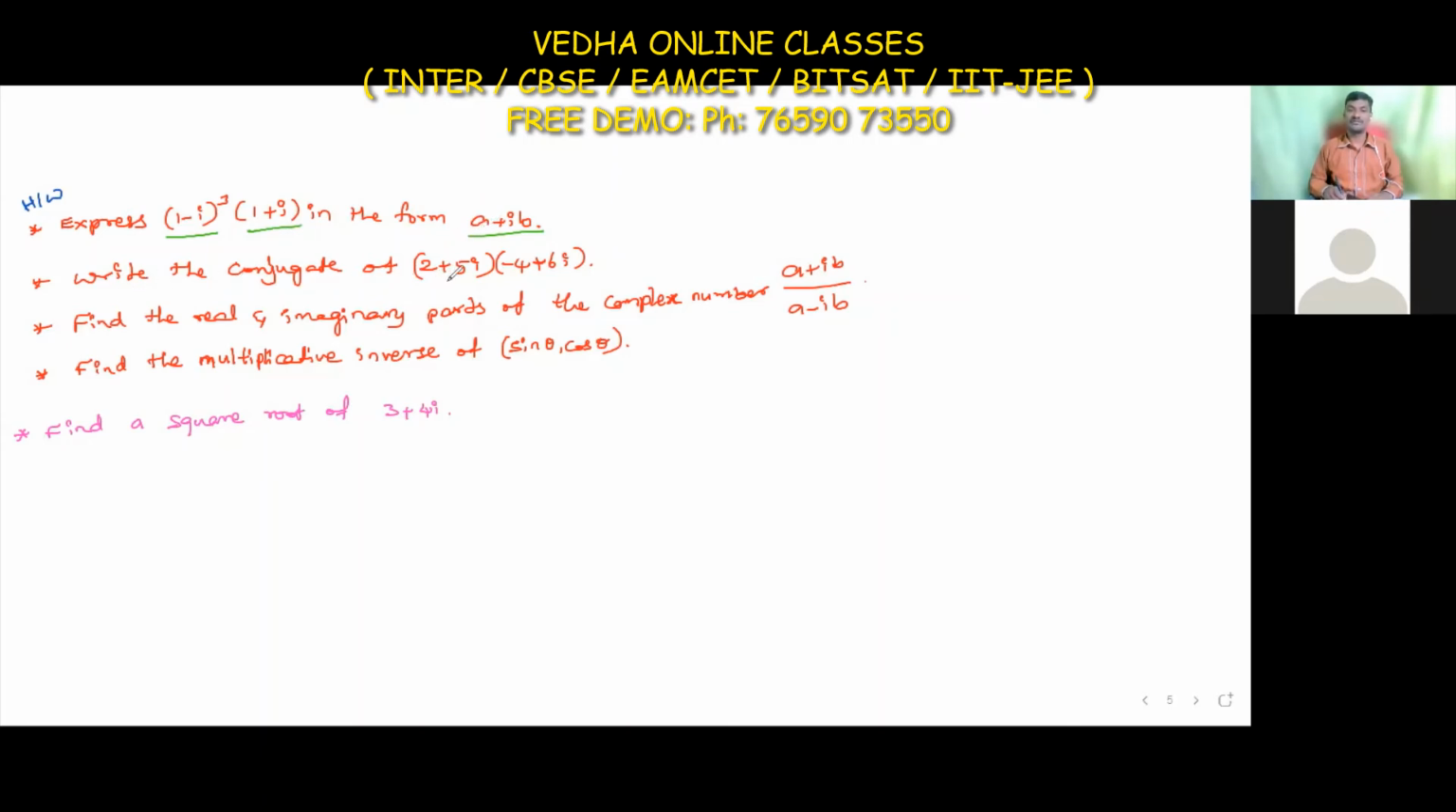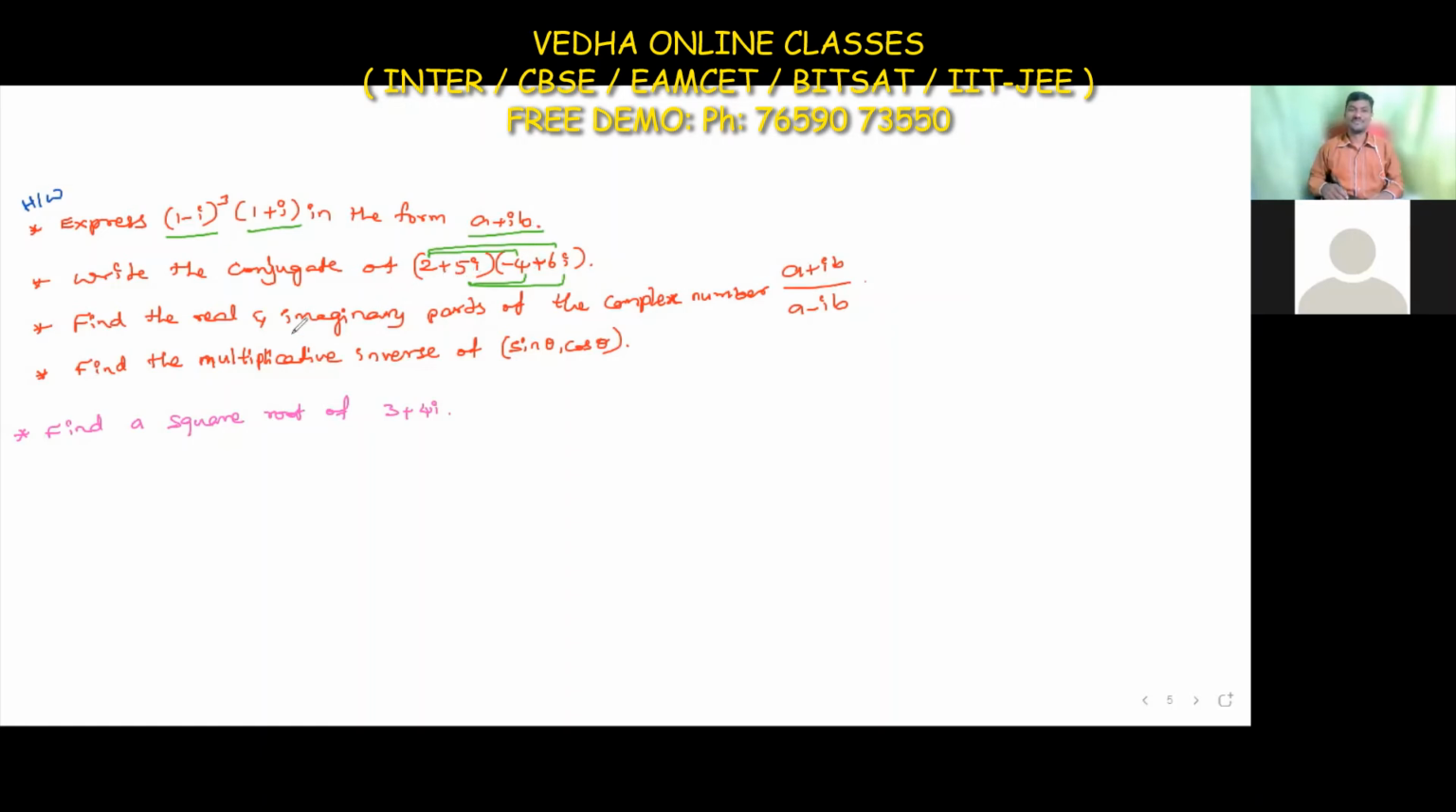Write the conjugate of (2 plus 5i) into (minus 4 plus 6i). Now multiply: 2 into minus 4, 2 into 6i, minus 5i into minus 4, 5i into 6i. After multiplying, we get a plus ib form. After converting into a plus ib form, we change the sign in the middle: a plus ib becomes a minus ib, the conjugate. Don't change the starting part.